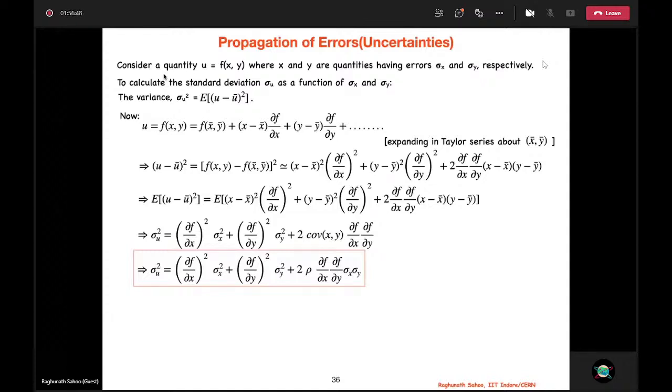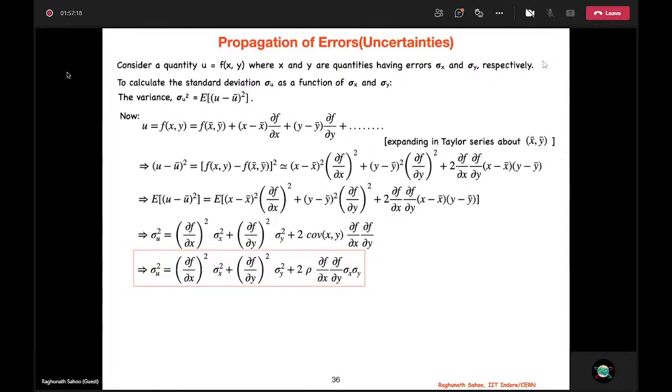Okay, so this becomes the master formula for any derived quantity which is a function of two variables. Meaning, how your final function is related to the variables x and y, that coefficient will come, then individual errors sigma x and sigma y will be there. If the measurements are not independent, there will be a correlation or covariance term. So that is my third term.